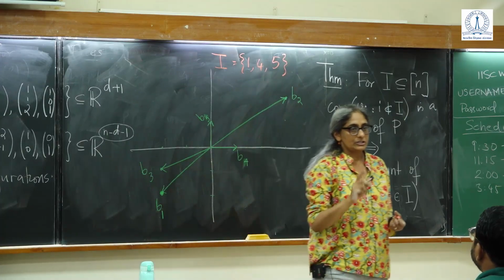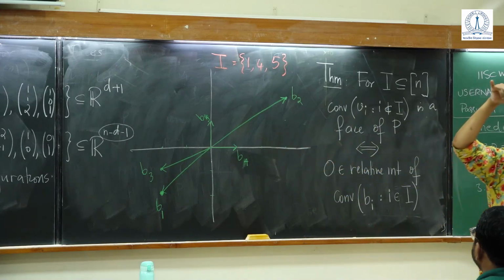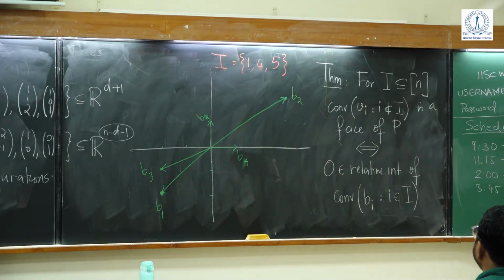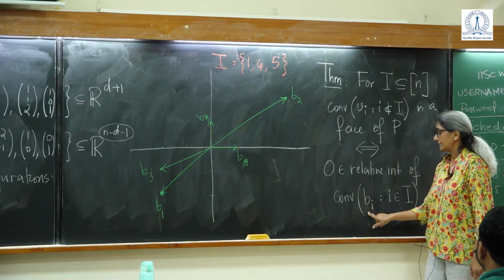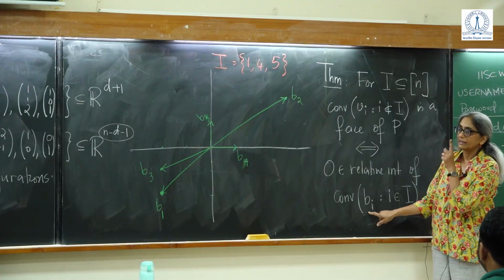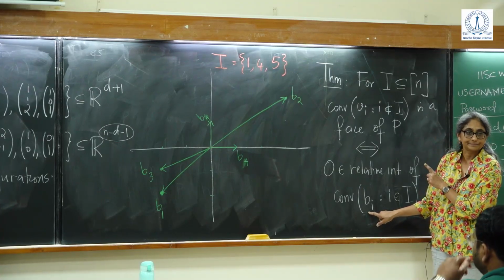Got it? So I pick a face, I write down the indices of the vertices that are in that face, and I take the complement according to this theorem, okay? So the claim is that then, by the theorem, we should be able to see that 0 lies in the convex hull of B1, B4, and B5, okay?